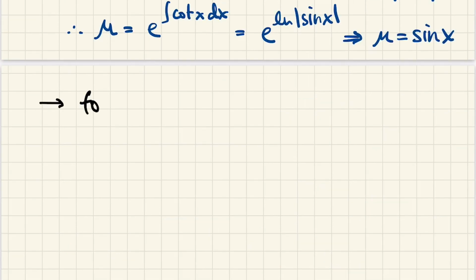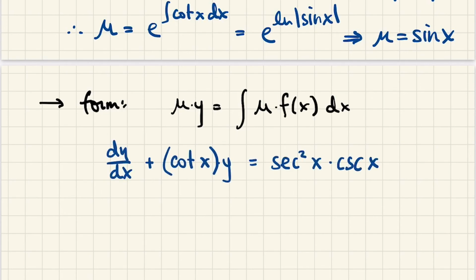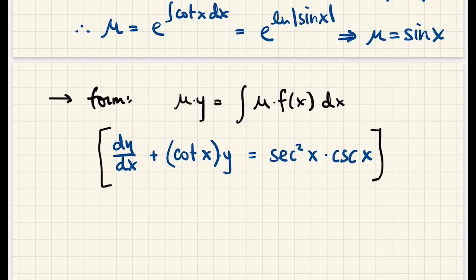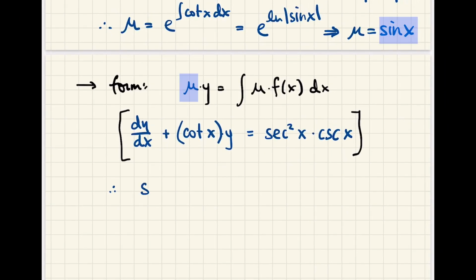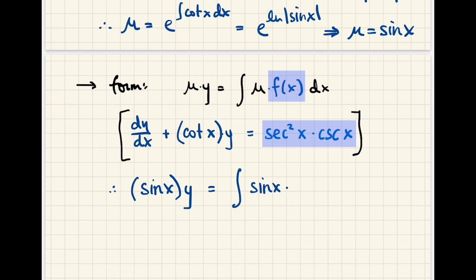Okay, so we arrive at this form. Mu times y is equal to the antiderivative of mu times what was on the right. And this is the standard form of the differential equation that we left off with. So what do we have? Mu, which is sine of x, multiplied by y is equal to antiderivative of mu, which is sine of x, times f, which is the right-hand side there. Secant squared of x, cosecant of x, dx.